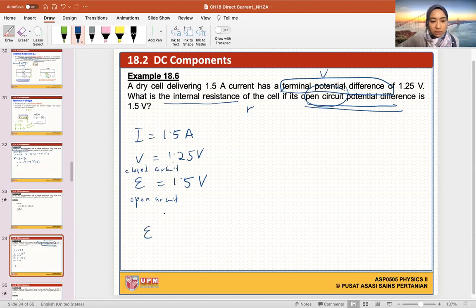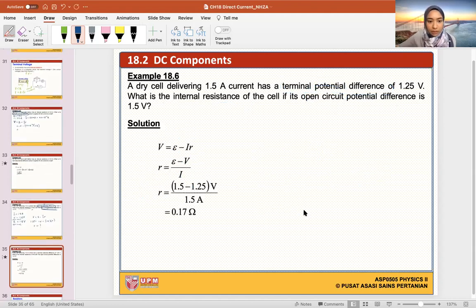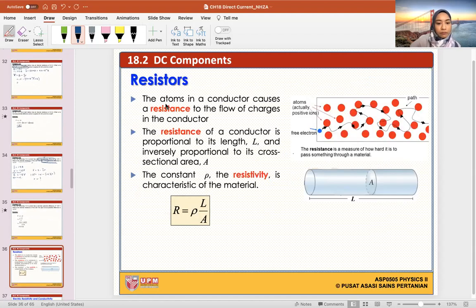So our equation is V equals EMF minus Ir. EMF is 1.5, current is 1.5 A, times r. r is what we are trying to find. Sorry, I wrote it wrongly: 1.5 A, 1.5, 1.25. Okay, so r is, use your calculator. V equals EMF minus Ir. Basically just plug in the values. Pretty easy, I think. So far, all the equations are easy.